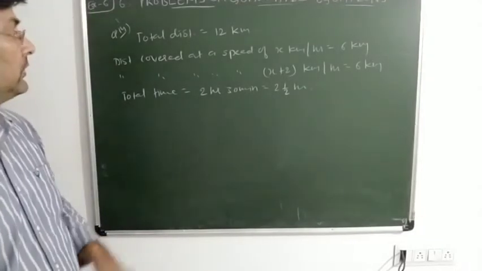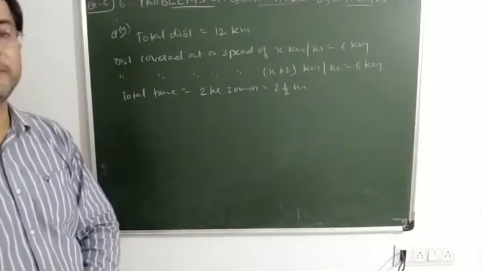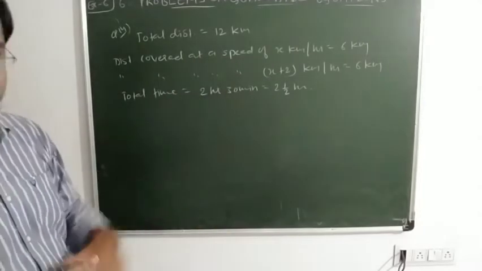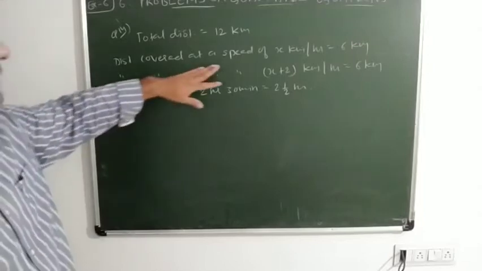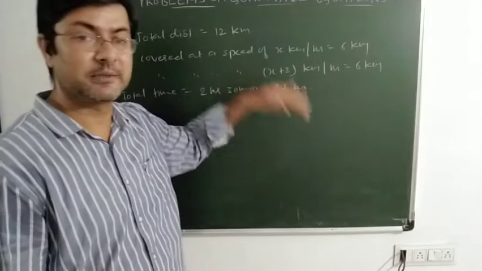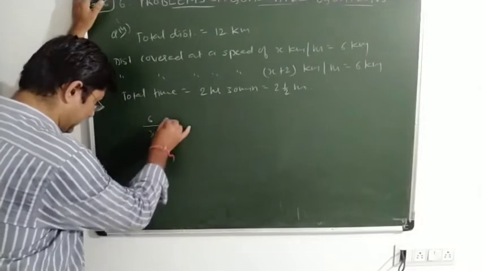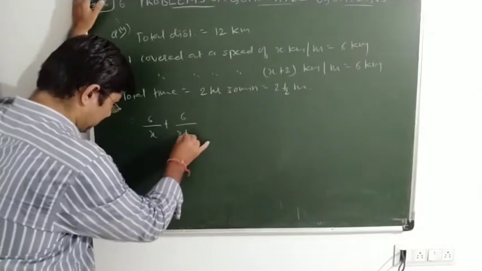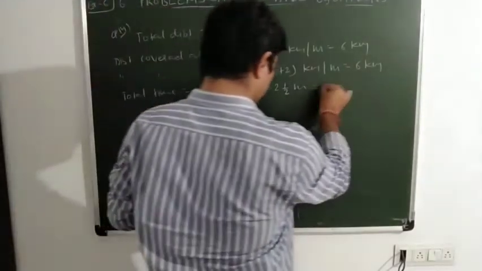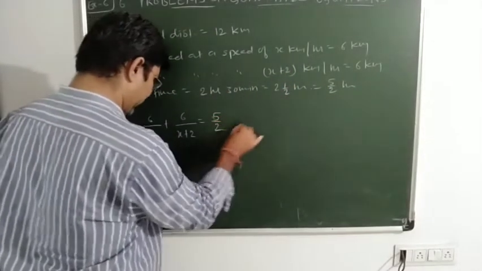expressions for time. If 6 km is covered at a speed of x kilometer per hour, then the time taken will be distance upon speed, so 6 upon x. Clear? Similarly, time taken to cover the remaining 6 km at a speed of x plus 2 will be 6 upon x plus 2. So the two times we will add like this: 6 upon x plus 6 upon x plus 2 is equal to the total time, 2 and 1 by 2, which is 5 by 2. So directly I will write over here 5 by 2.